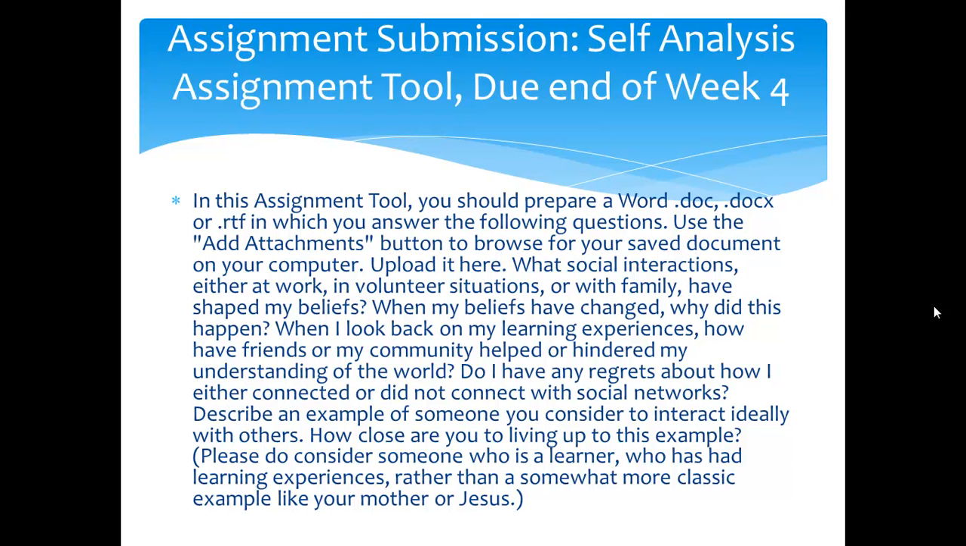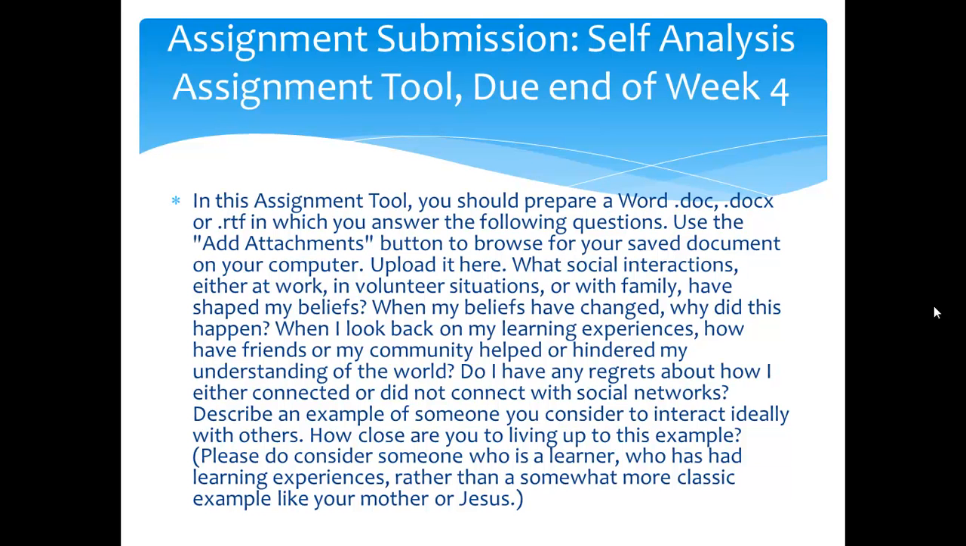Describe an example of someone who you consider to interact ideally with others. So an ideal example, somebody who you think is a really good example to follow. How close are you to living up to that example? How would you end up thinking about how to try and refine how you interact with the world around you so that you end up having a better interaction with other people? And keep in mind as you're answering this question, you want it to be a real world example.